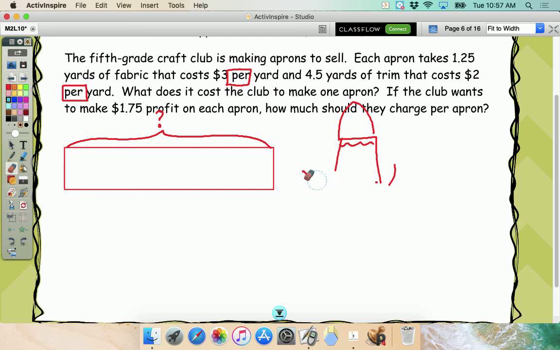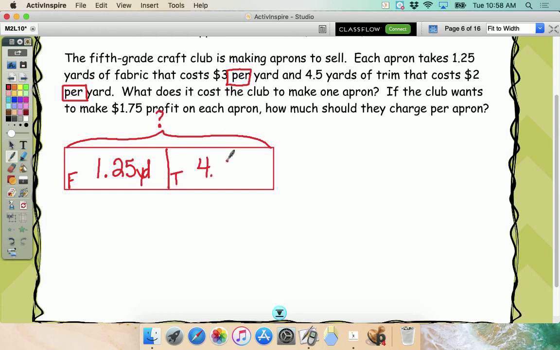So each apron has how many parts? We have to buy 2 things. What are we buying? We're buying the trim and we're buying the fabric. So I'm going to put an F in the corner for fabric. I'm going to put a T in the corner for trim. Okay, so how much fabric do we need? 1.25 yards, right? And how much trim do we need? 4.5 yards. Okay. And how much does the fabric cost?